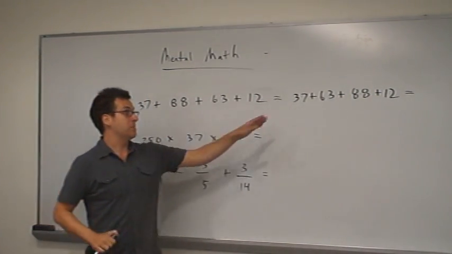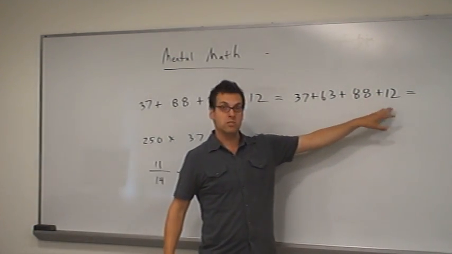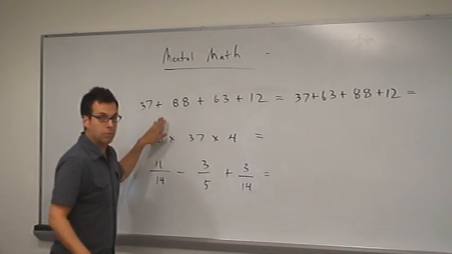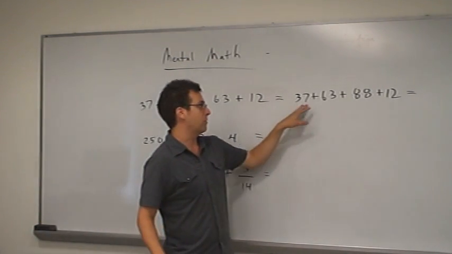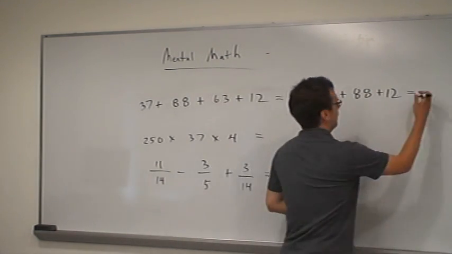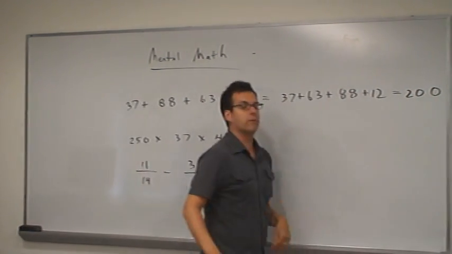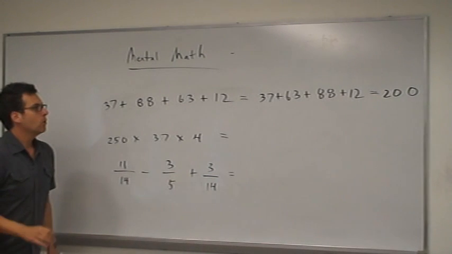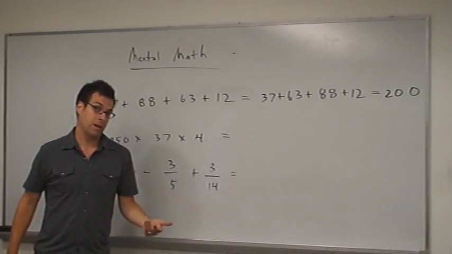And the problem 37 plus 63 plus 88 plus 12 is far easier mentally than the problem we were given, because we can notice the 37 and the 63 give us 100, the 88 and the 12 give us 100, and of course 100 plus 100 is 200, very easy to compute mentally. We can use the same idea for multiplication problems.